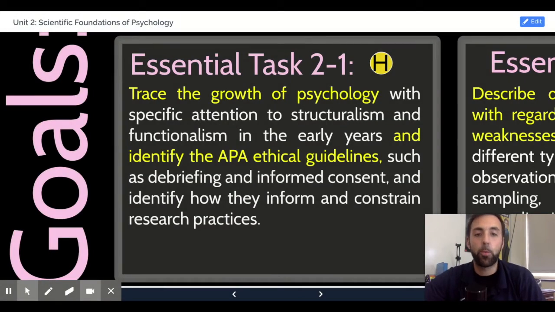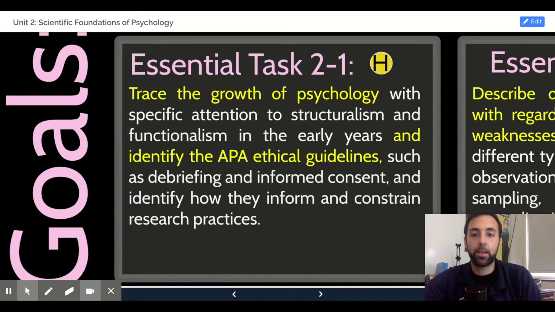In Essential Task 2.1, we are going to begin our transition into our second unit. This first essential task in Unit 2 is going to feel a little bit disjointed from the rest of the unit, but I promise as we transition into the rest of the unit, it will make sense why we started here with Essential Task 2.1.